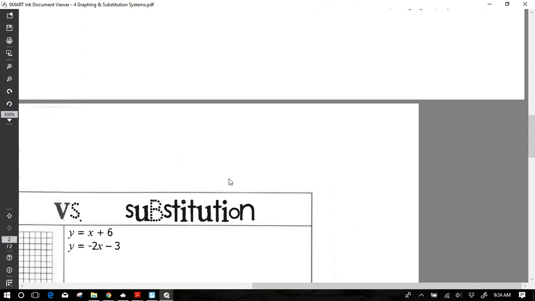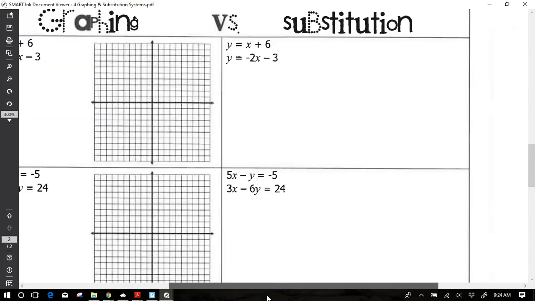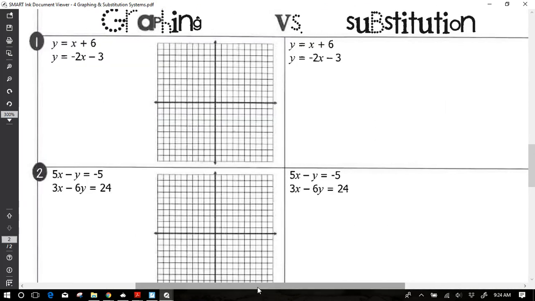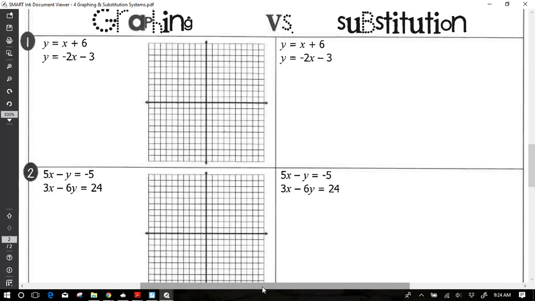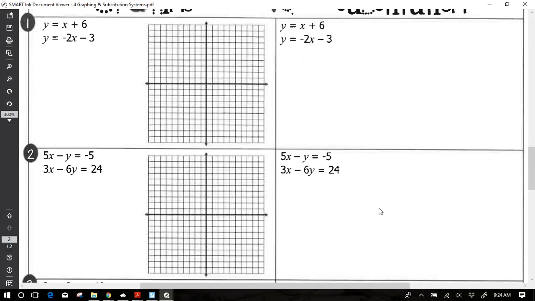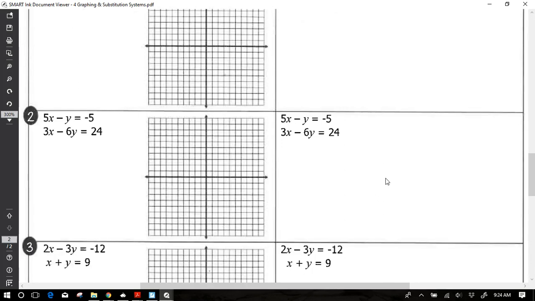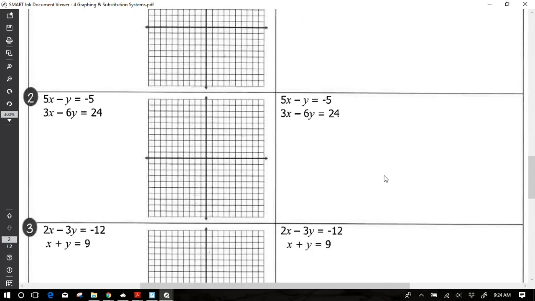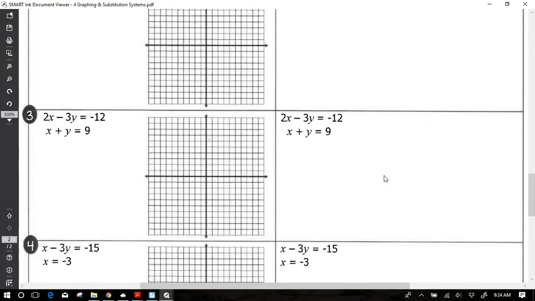Now, if you flip your paper over, you and a partner today or you individually on your own are going to do these problems, both the graphing method and the substitution method. And I just want to start us out doing number 2 at least together. Okay, and actually, no, let's do number 3 together.